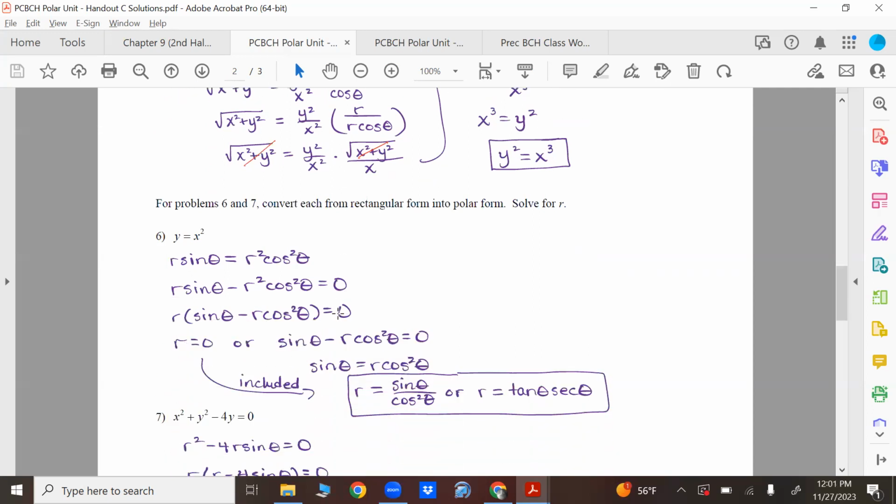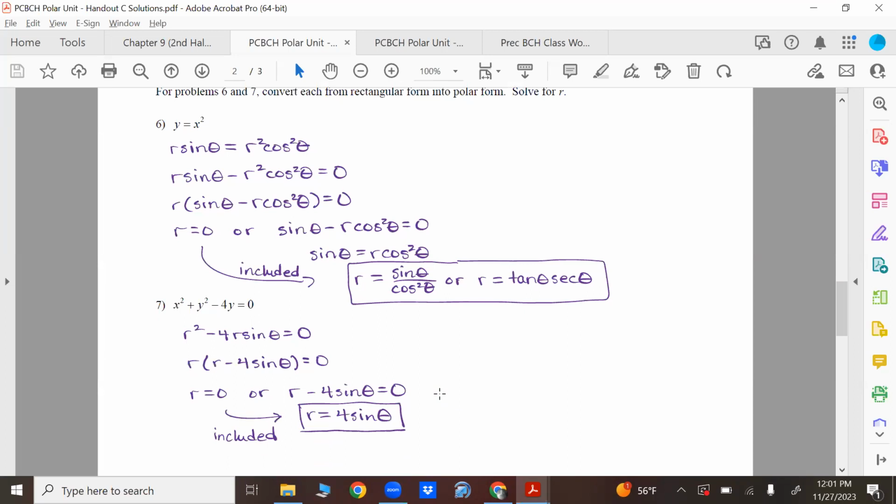Now 6 and 7 go in the other direction. Remember, y is r sine theta, x is r cos theta. Do the substitution, collect all terms on one side, factor stuff out. And you get r equals 0, or you can get this situation as well. You can write it either way. And r equals 0, I believe, is included because if you plug in 0 for theta, you do get 0 for r. So there you go.